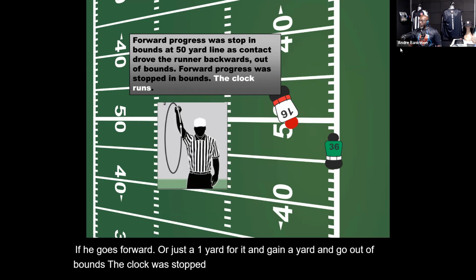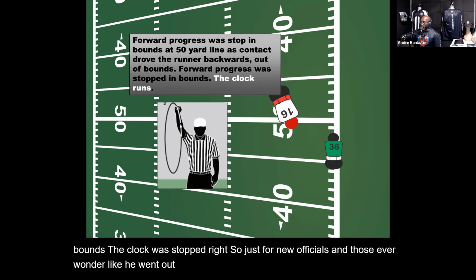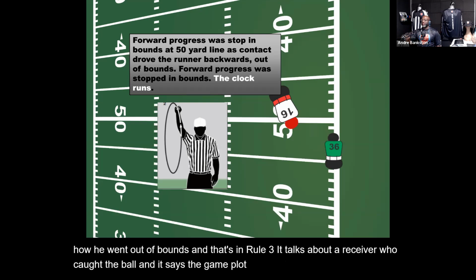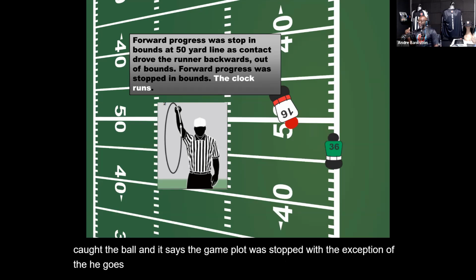So just for new officials and those who ever wonder why he went out of bounds while the clock is still running, it all depends on how he went out of bounds. And that's in Rule 3. It talks about a receiver who caught the ball, and it said the game clock was stopped with the exception of he goes backwards. Why? Because his forward progress was stopped in bounds.